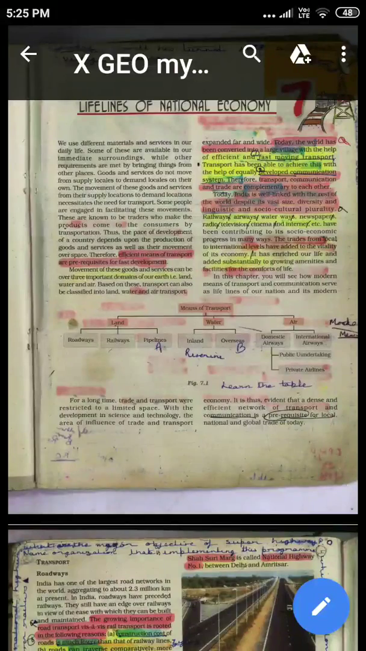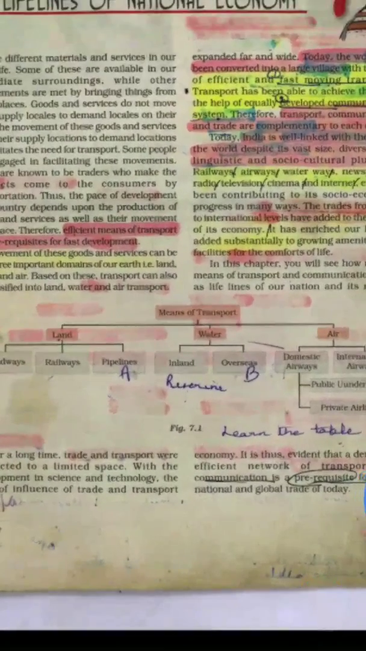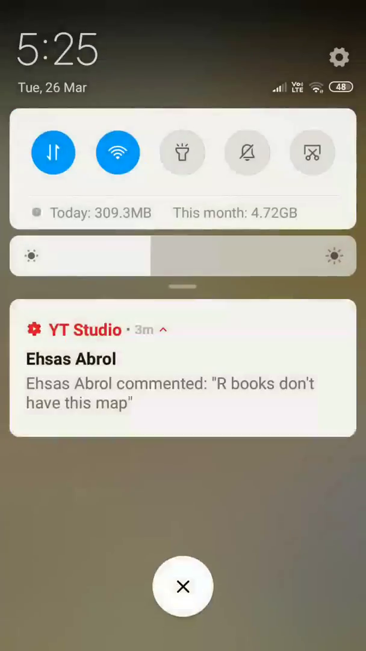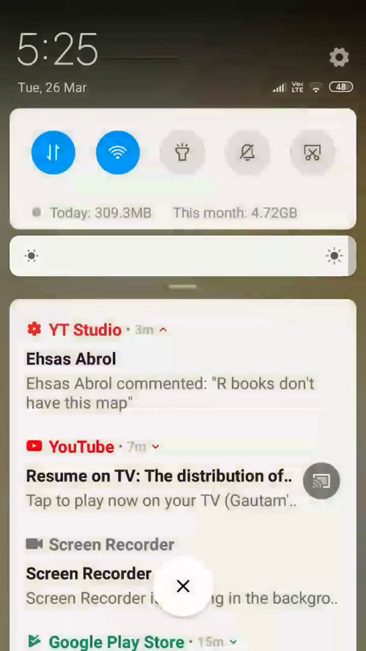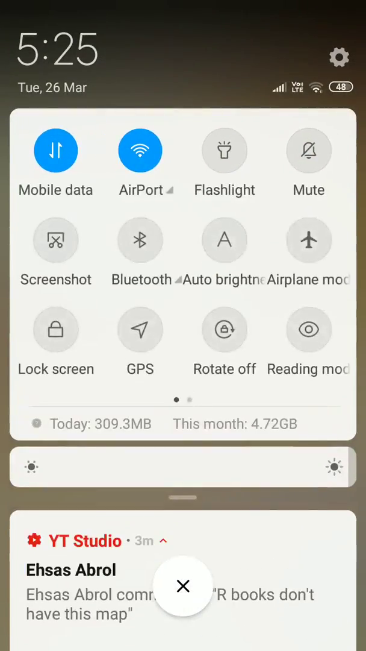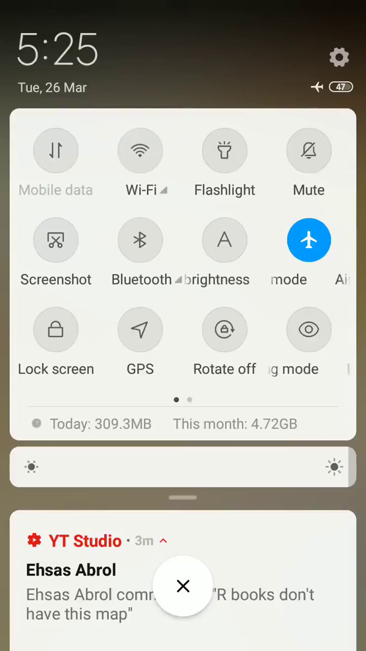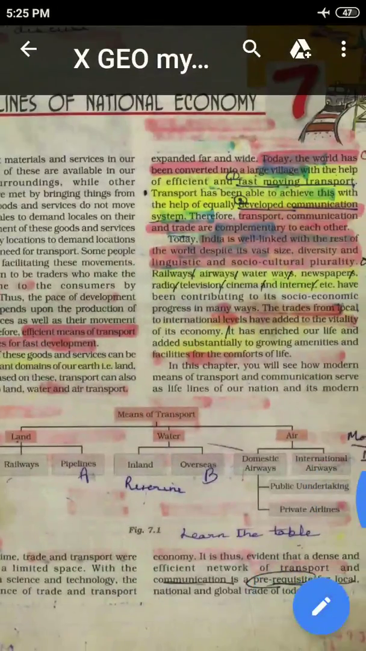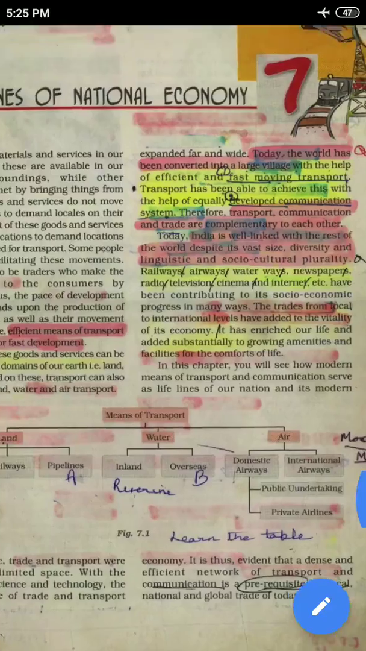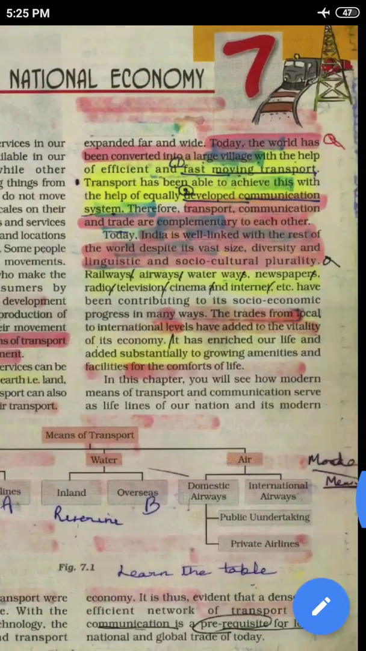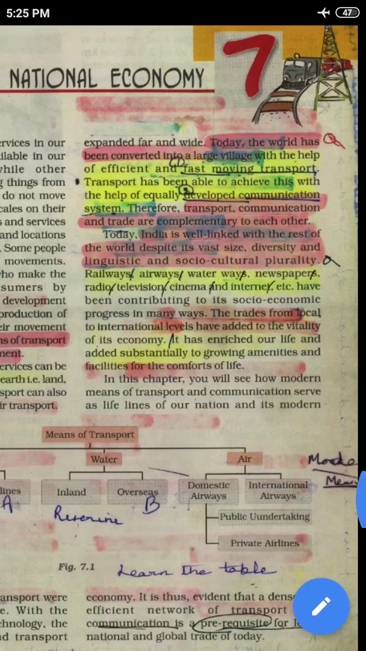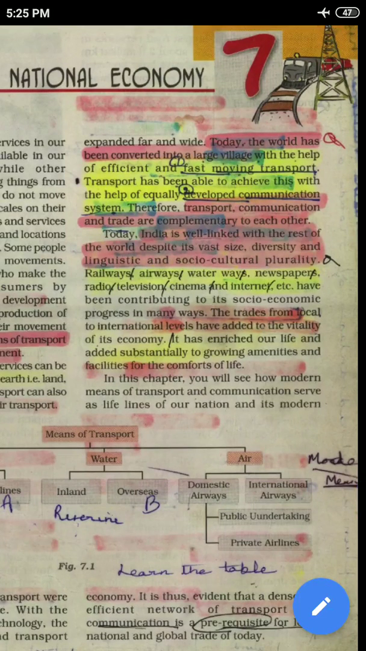Yes, dear children, today I'll be talking to you about this chapter, and this chapter is all about national lifelines. The first thing that you should understand is that India has turned into a global village, and the whole world has turned into a global village. Why has it turned into a global village?